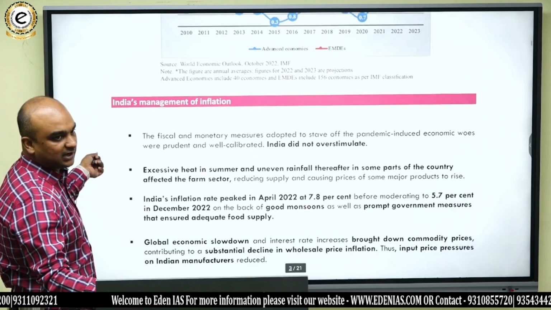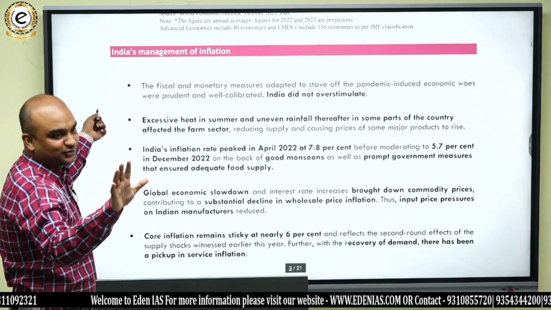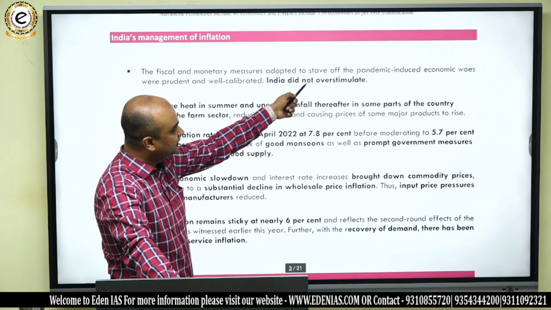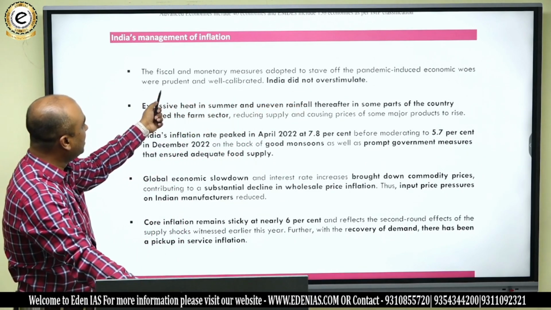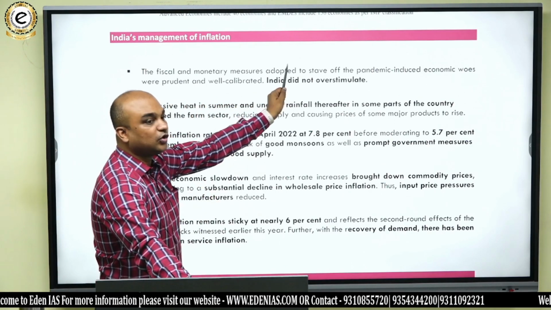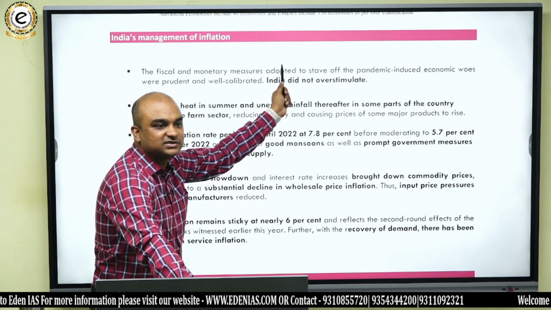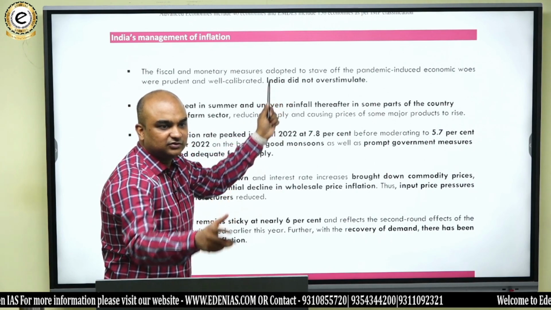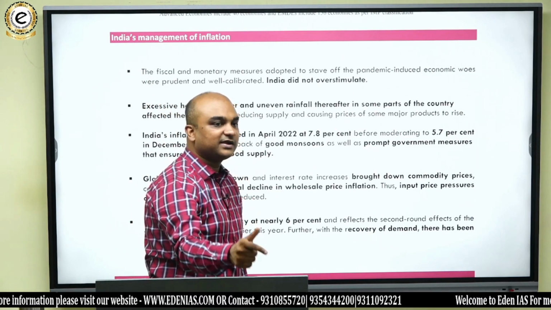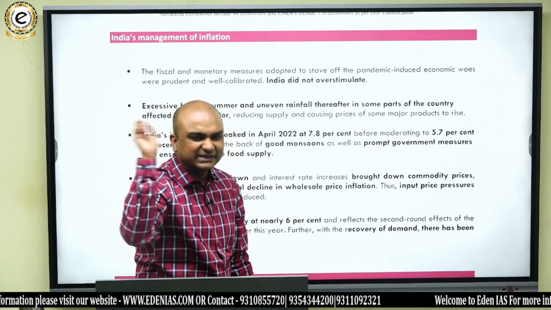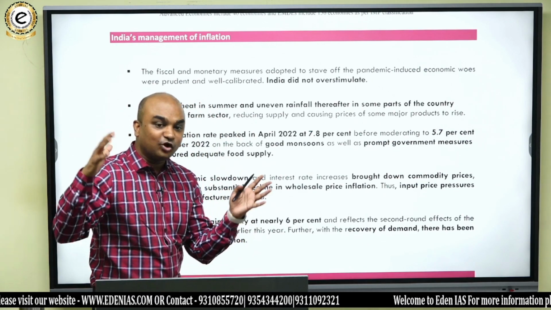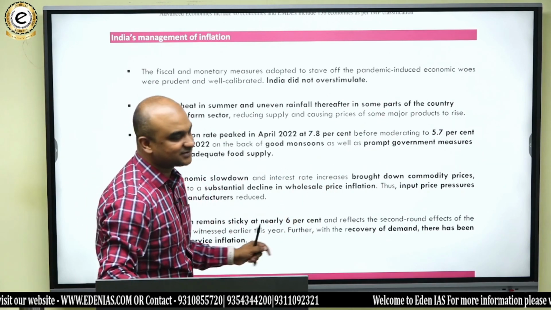India's management of inflation. अब देखो जो good story है इसमें. The fiscal and monetary measures adopted to stave off the pandemic-induced economic woes were prudent, it means wise, and well-calibrated, means gradual. India did not overstimulate. You understand this term? Stimulus, fiscal stimulus. तो fiscal stimulus बहुत ज़्यादा नहीं दिया गया. In fact, जब oil सस्ता हुआ, तो हमने क्या किया? Excise duty लगा दी. And that was criticized all around. Because I told you that popular understanding of society and economic understanding of society are two different things.